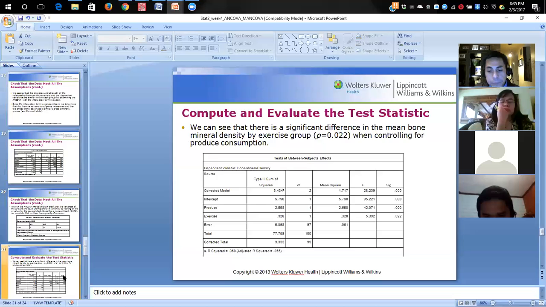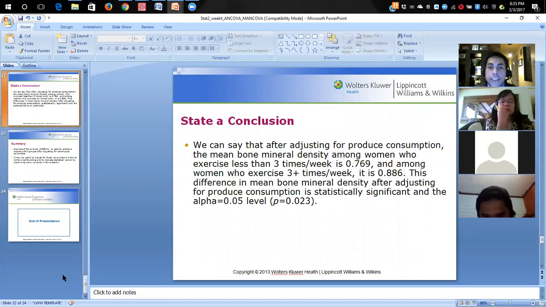So therefore then, we can state that after adjusting for produce consumption, the mean bone mineral density among women who exercise less than 3 times a week is 0.769, and among women who exercise 3 times plus per week, it is 0.886. This difference in the mean bone mineral density after adjusting for produce consumption is statistically significant, and the alpha level is at 0.05 level with a p-value of 0.023.